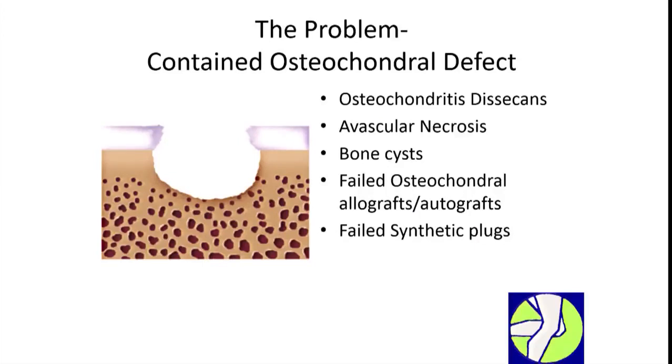Avascular necrosis, the non-steroid induced, idiopathic avascular necrosis, bone cysts, which can occur after microfracture or sometimes just idiopathic bone cysts underneath the articular surface, failed osteochondral allografts, autografts, and failed synthetic plugs are the ones that we looked at.